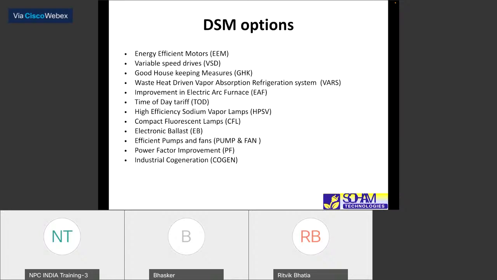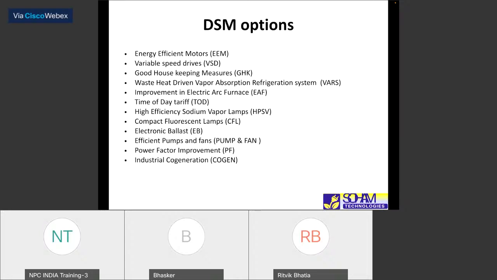And motors have a lot of controls nowadays, with electronic controls. So the DSM options: the first is the energy efficient motor, then variable speed drive or variable frequency drive, good housekeeping measures, and the waste heat driven vapor absorption system. As I told you, the gathering refrigeration is coming, which uses whatever waste heat we have. These vapor absorption systems are used in Gujarat state in about 2,000 industries.